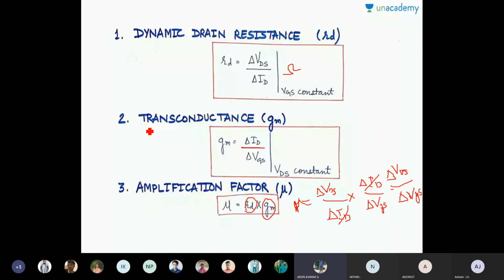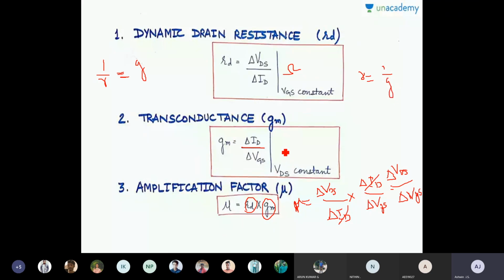No idea, sir. Any idea? Okay, so actually it is quite opposite to your resistance. So 1 by R is equal to G. So the transconductance and resistance are inversely proportional to each other. So RD is nothing but the inverse, 1 by G.